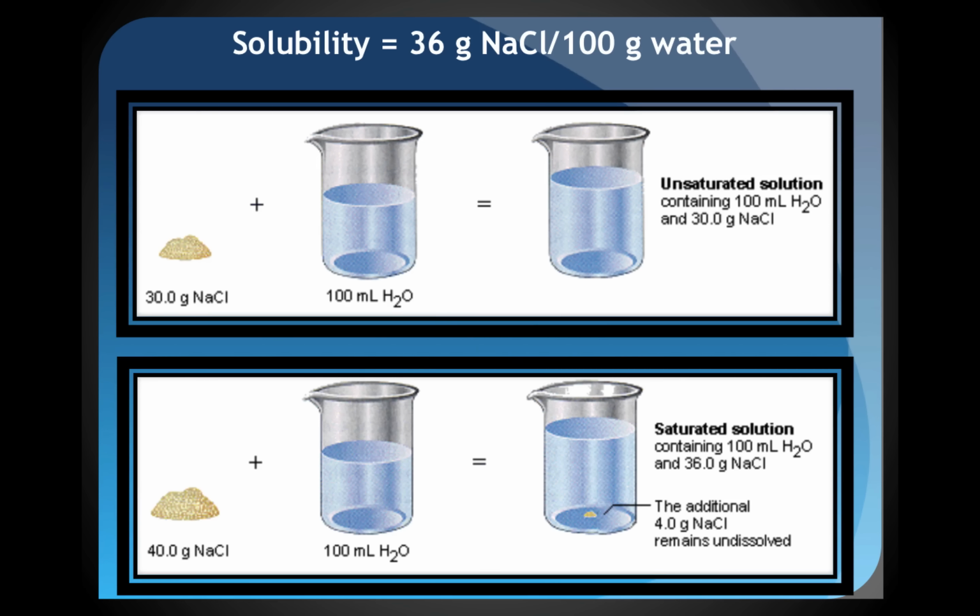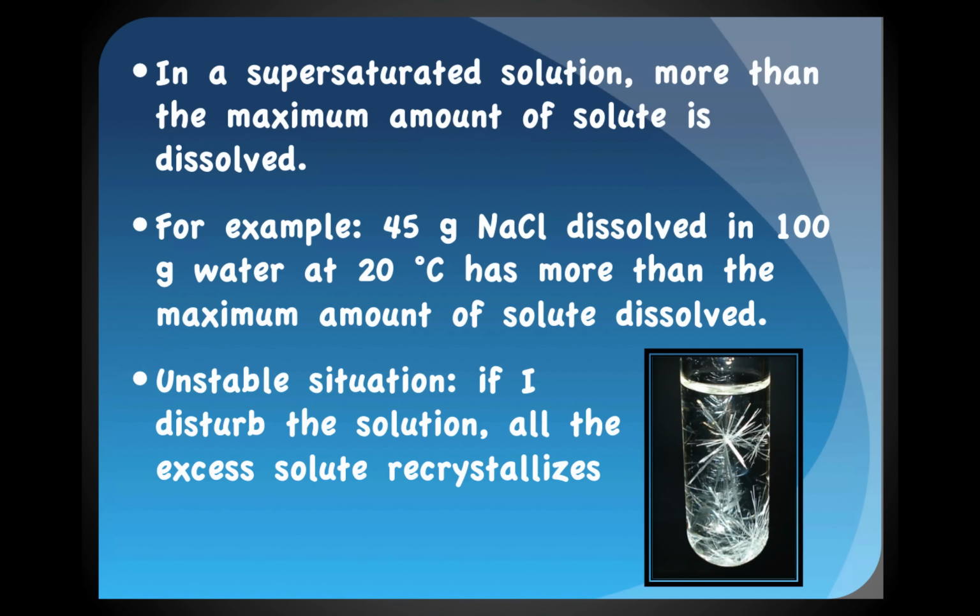A supersaturated solution is made by preparing a saturated solution at a higher temperature. Remember, in general, as temperature increases, solubility increases. That means more solute can dissolve in a given amount of water at 90 degrees than at 20 degrees. So if I prepare a saturated solution at 90 degrees and then cool it down, and I'm very, very careful, I can wind up with a supersaturated solution. Remember, the supersaturated solution contains more than the maximum amount of solute dissolved.